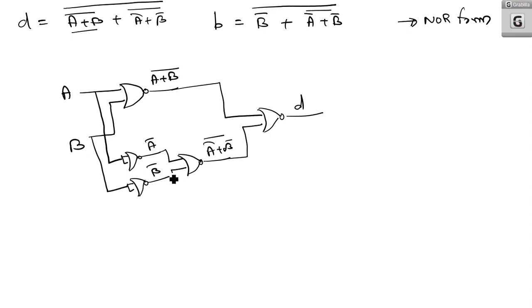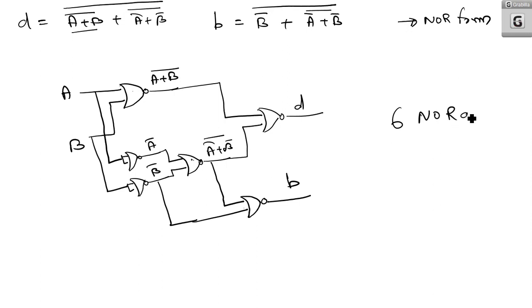Now what is borrow? B bar is NORed with this one, A bar or B bar, the whole bar. Okay. You are NORing those two elements and you are getting the borrow. Now how many NOR gates are there? You can see that 1, 2, 3, 4, 5, 6. There are 6 NOR gates used here.